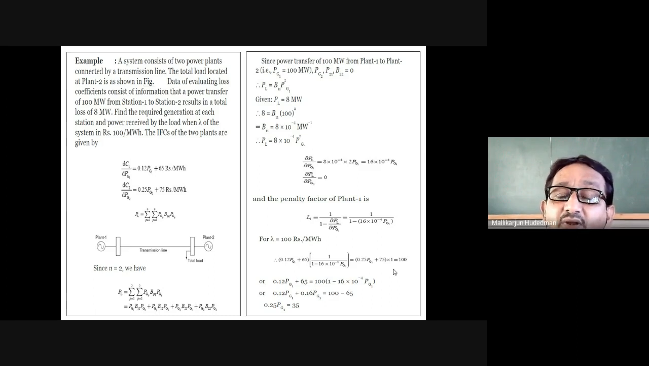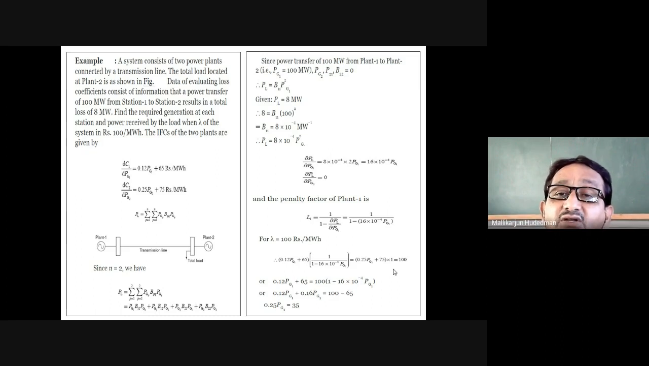See, it's very simple. Two generating stations are connected by a tie line. Load is at station 2. While delivering the load, generating plant 1 incurs a loss of 8 megawatt on the transmission line. That's what it means. So, transfer of 100 megawatt from station 1 to 2 results in a total loss of 8 megawatt.